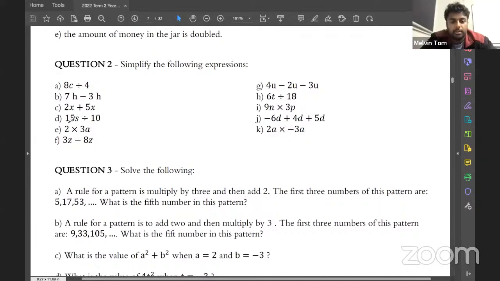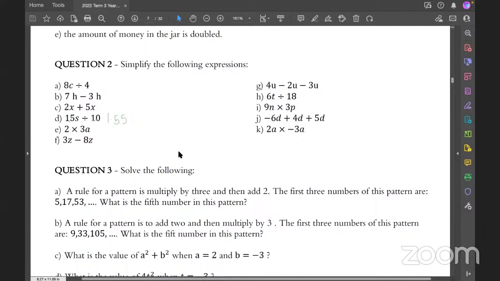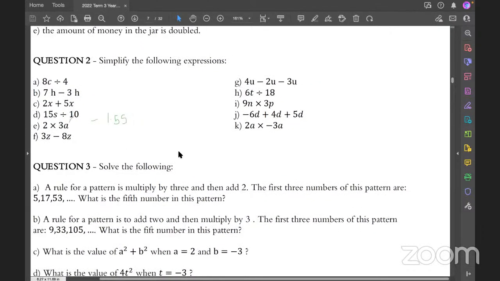Okay, 2D. Clearly there's no S to divide. So it's 15 divided by 10. So that gives me 1.5 S. Do you get it? Yeah. Awesome. And then 2H.